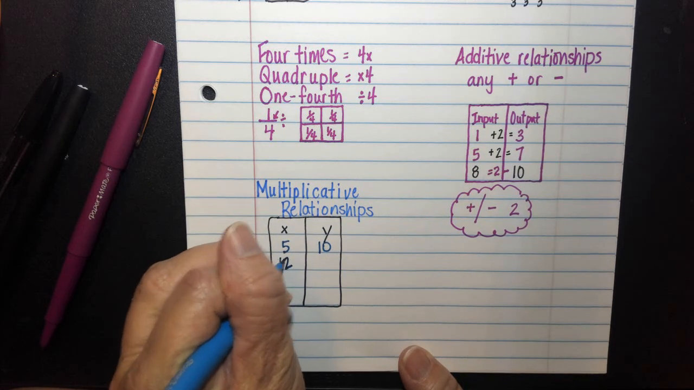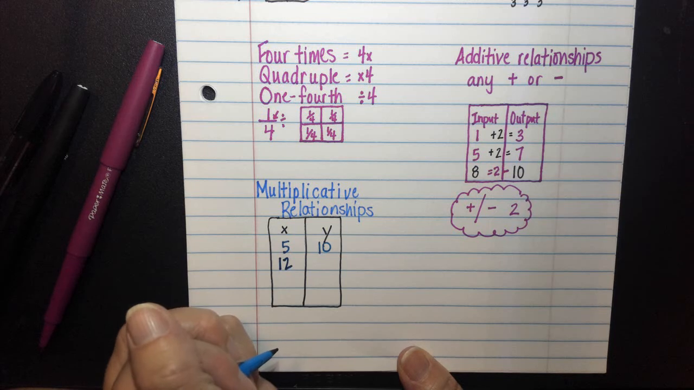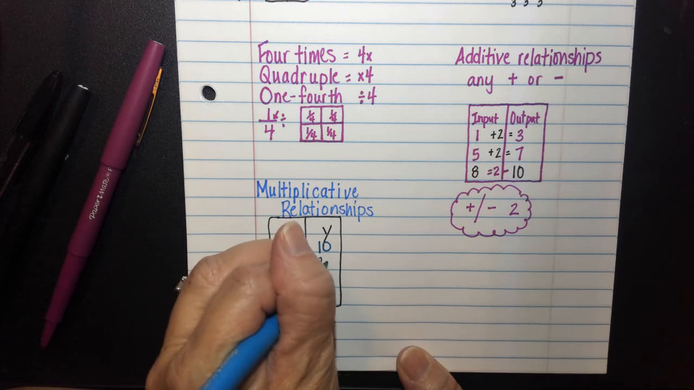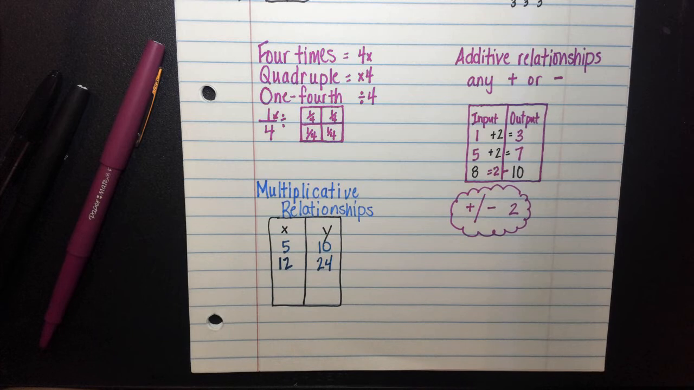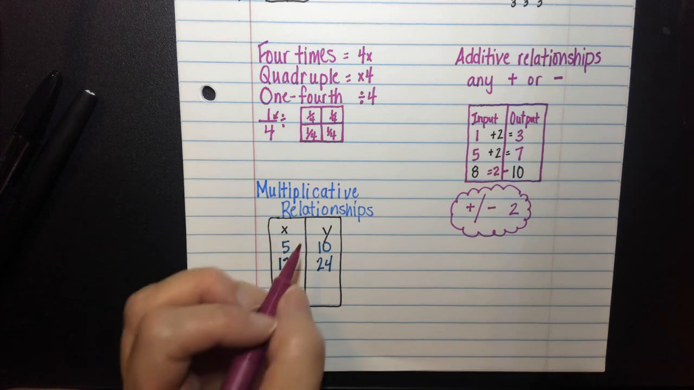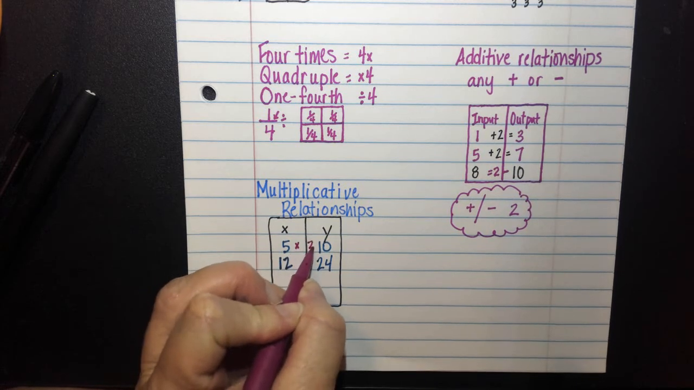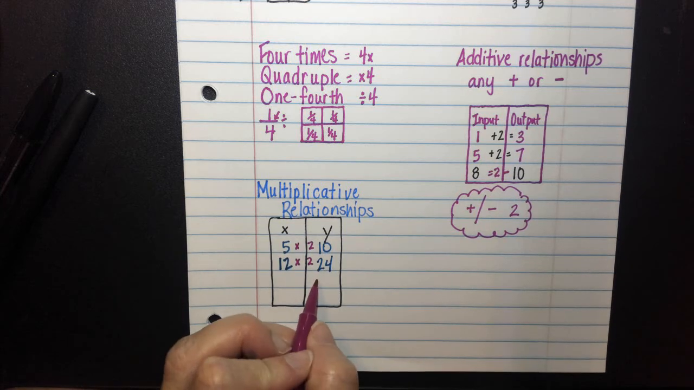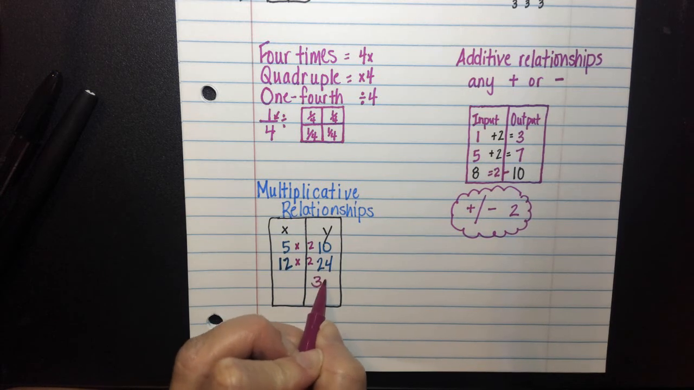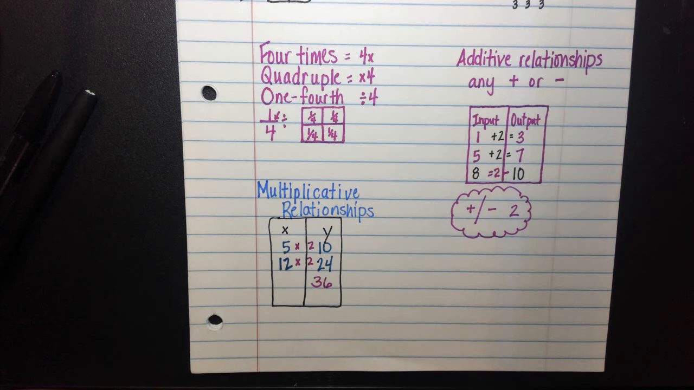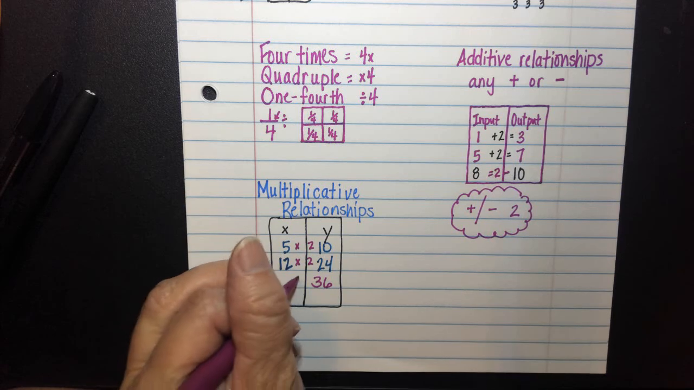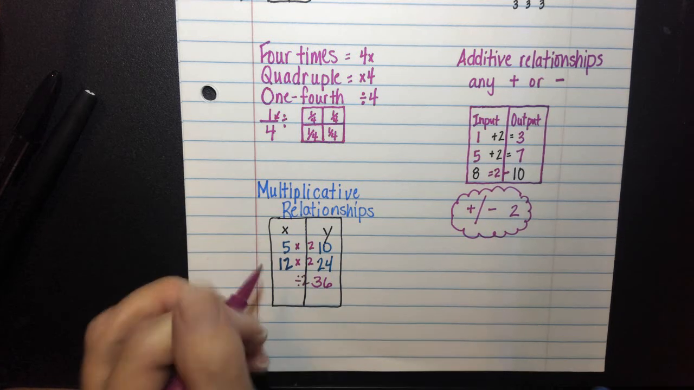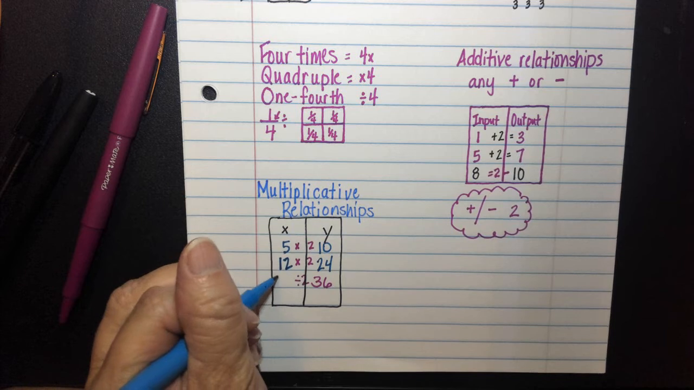If I put in 12 under the X column and out comes the number 24. So what kind of relationship do you see happening there? Well, we're multiplying by 2. Now, if I were to take the number 36 and put it under the Y, I would have to think about the inverse of that, which would be divide by 2, and out would come the number 18.